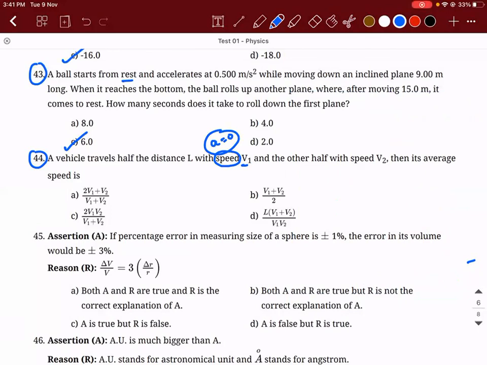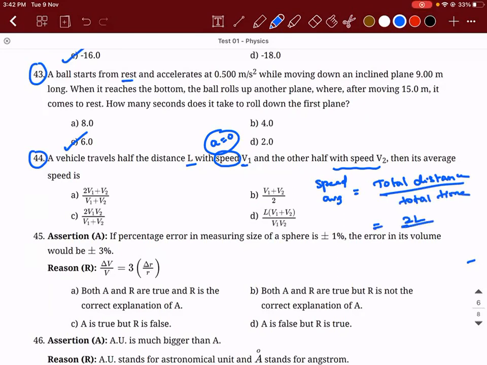So there is a vehicle that travels half the distance with a speed of v1 and the other half with the speed of v2. Half the distance is L. Then its average speed is? So what is the formula for average speed? Total distance by total time. So what is the total distance the object travels? 2L. What is the total time, guys? L divided by v1 plus L divided by v2, because time is equal to distance by speed. Correct?